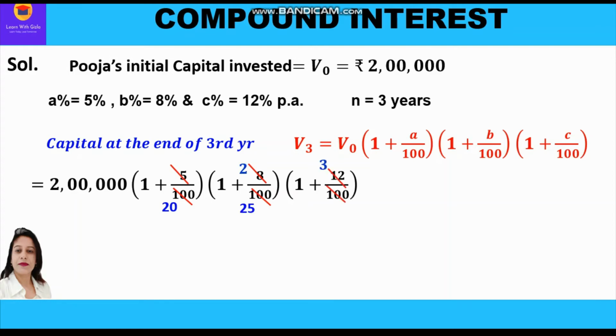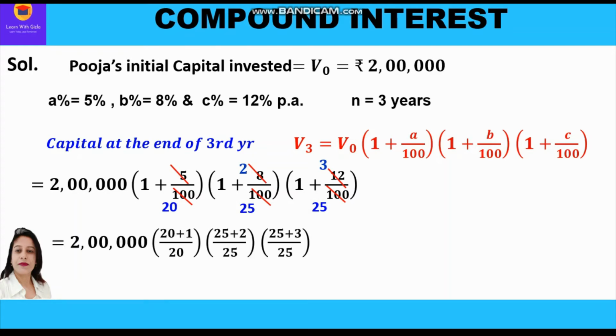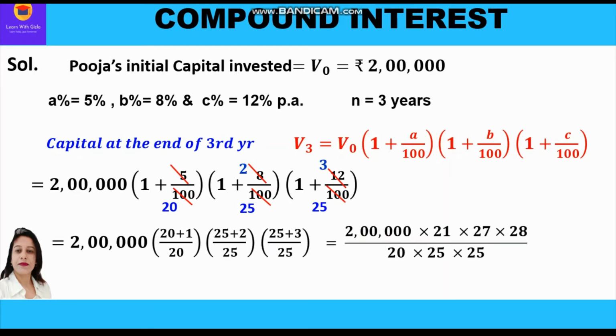Further, we shall take LCM. So we can write 2 lakh in bracket 20 plus 1 upon 20 into 25 plus 2 upon 25 into 25 plus 3 upon 25, which is equal to 2 lakh into 21 into 27 into 28 upon 20 into 25 into 25. Now 2 lakh will get divided by 20, we shall get 10,000.